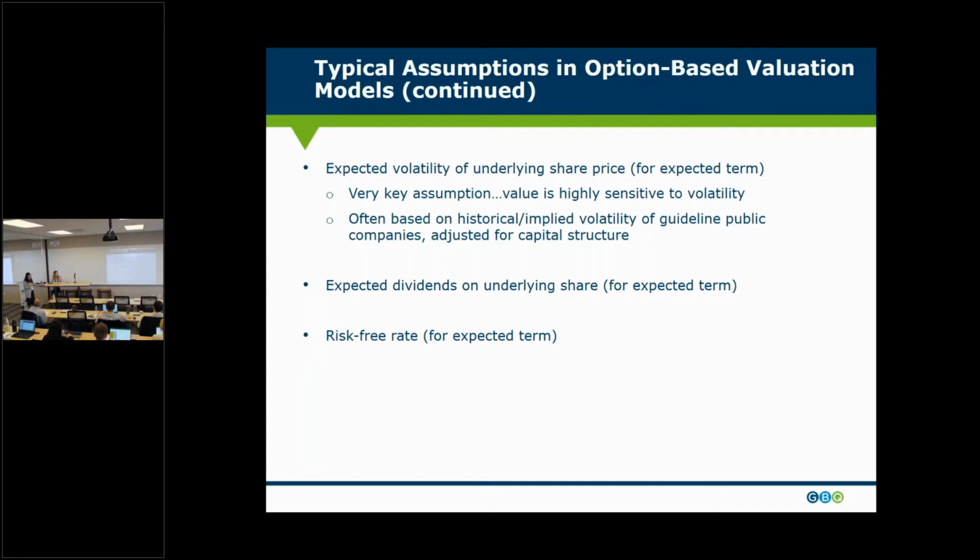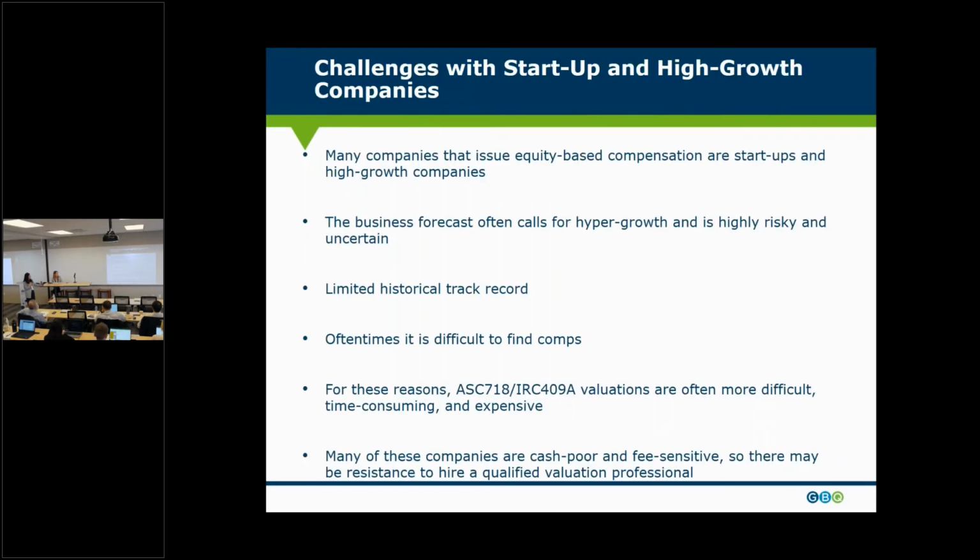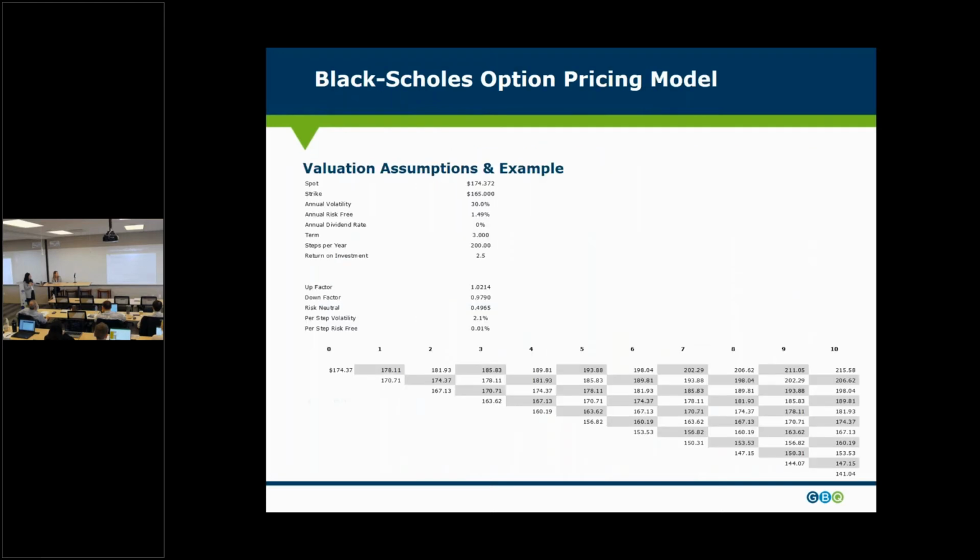Also look at expected dividends. A lot of times there might not be expected dividends, especially if they're conserving cash to grow the business. But you would model that in if so, and then have a risk-free rate. So here is the lattice model example. I didn't put a Black-Scholes in here, but that's a simple 5-assumption one.